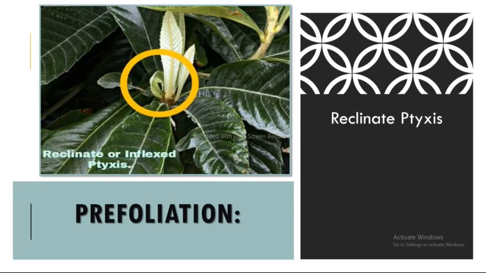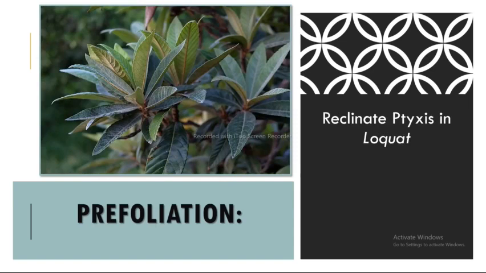So this is the Reclinate Ptyxis, or inflexed Ptyxis. Reclinate means when the upper half of the leaf blade is bent upon the lower half, as in the loquat. This is the Reclinate Ptyxis in the loquat, as shown in the figure.